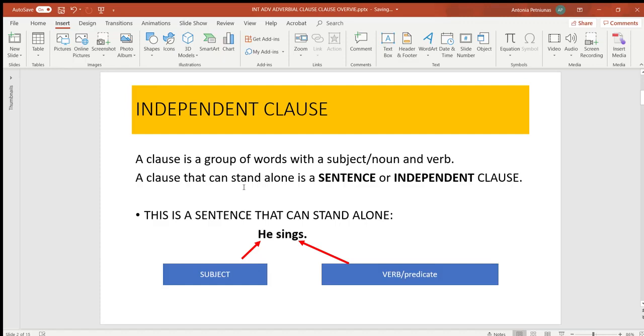Here's a sentence. He sings. The subject is he. What he does, the verb, is sings. It's called the verb or the predicate. Easy.